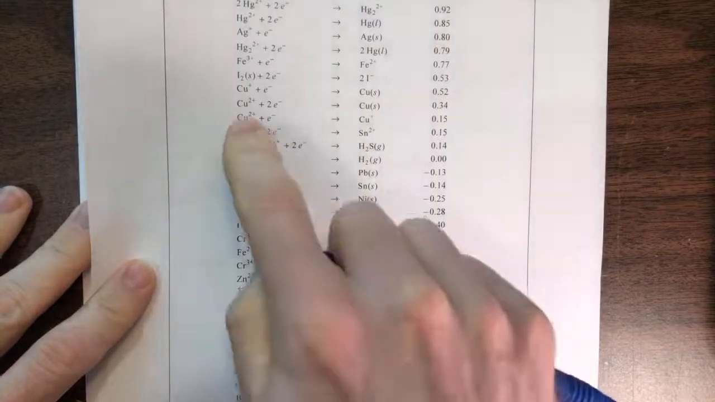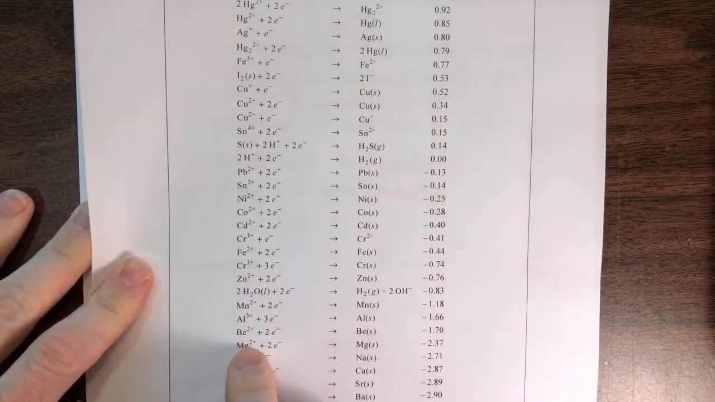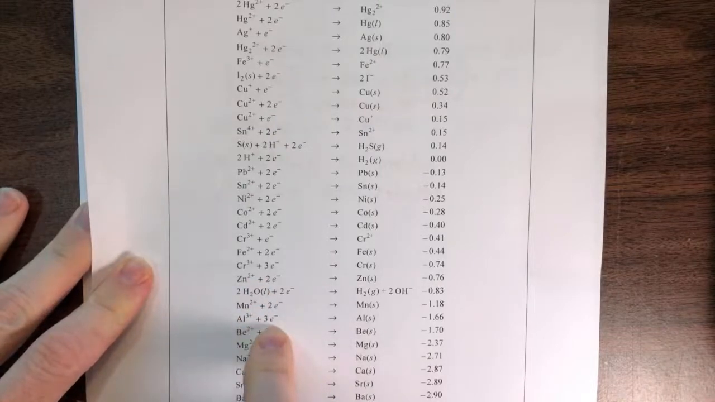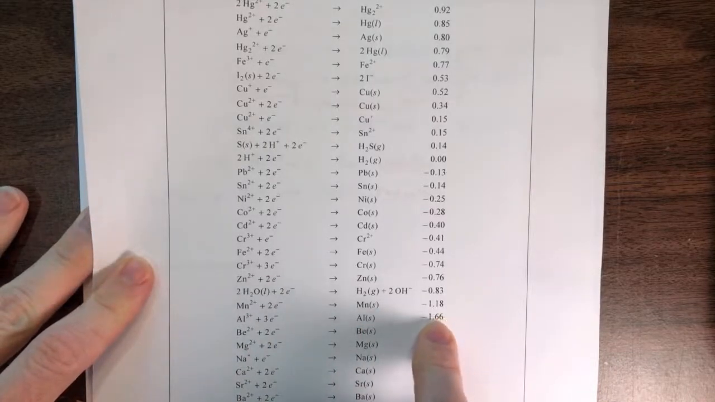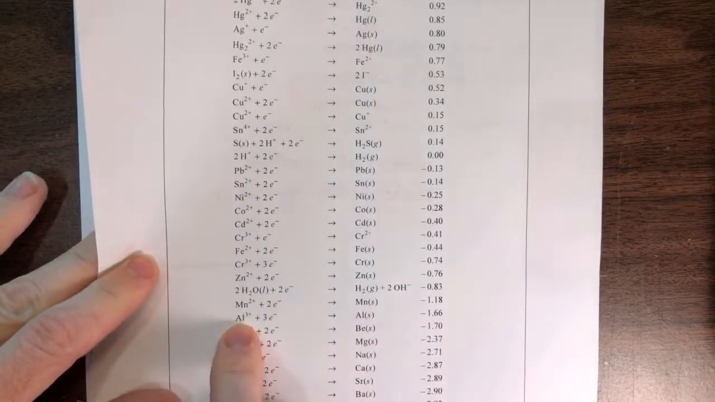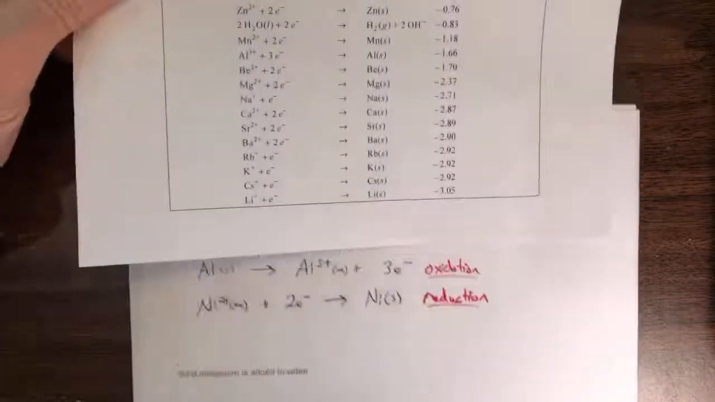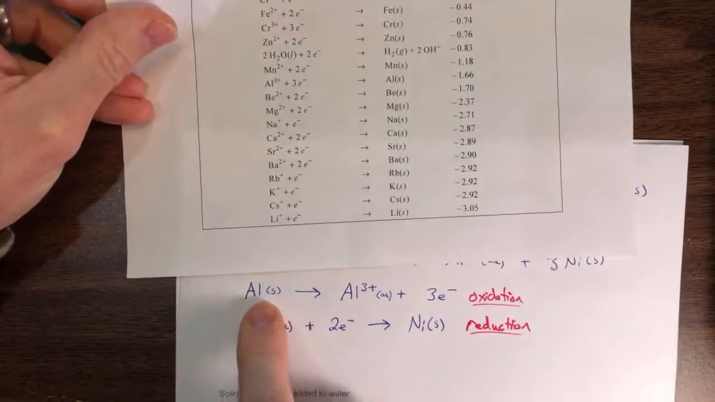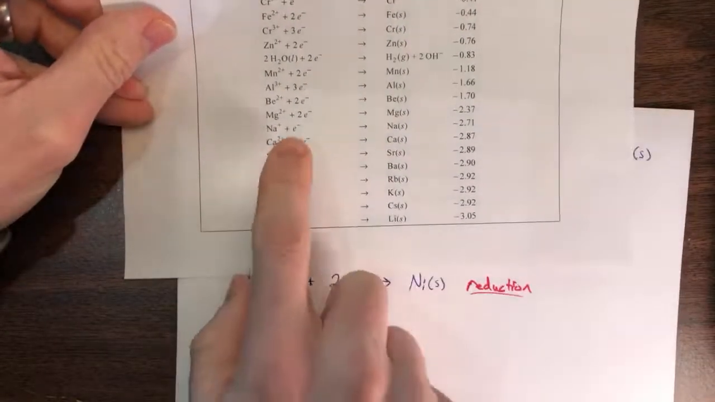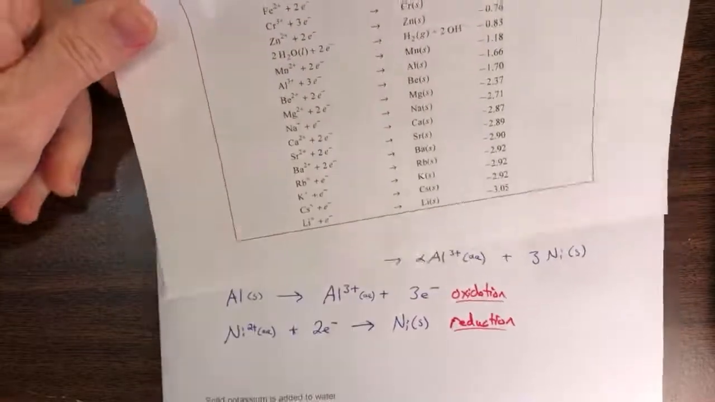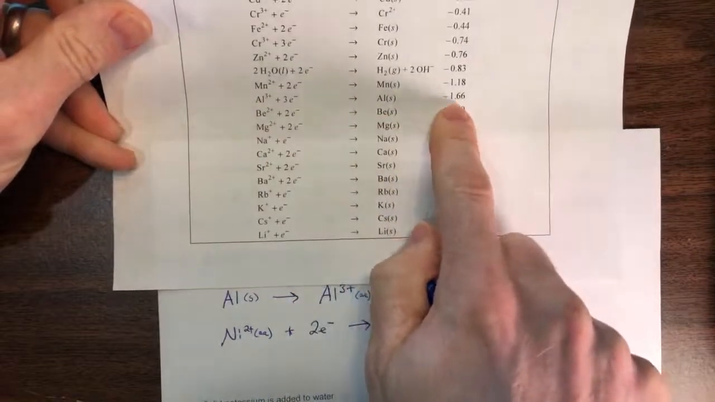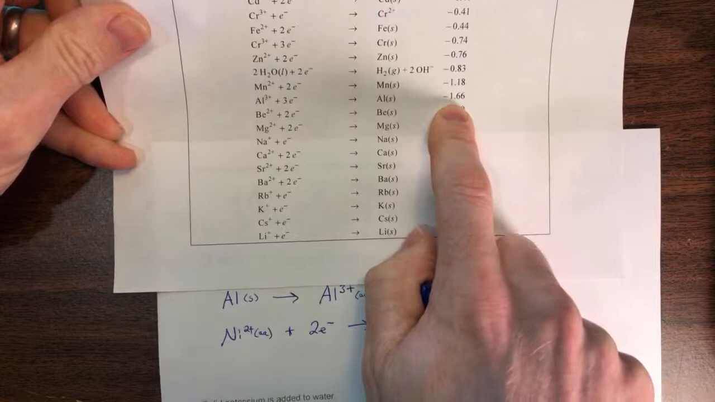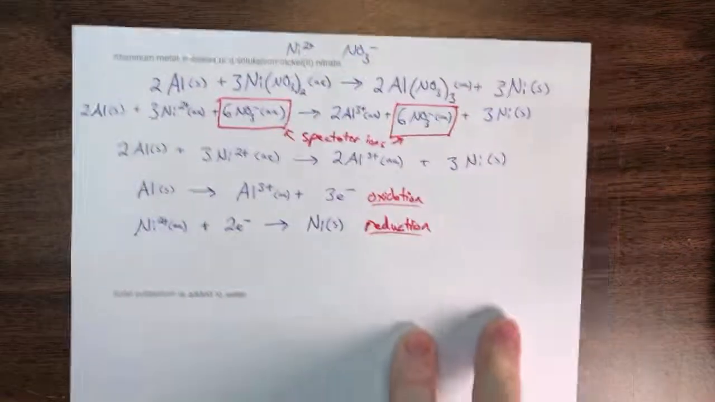So we find aluminum. Aluminum's way down here, in between zinc and magnesium. Aluminum gaining 3 electrons, going to aluminum metal, is -1.66 volts. Negative means it doesn't want to happen. So aluminum doesn't want to be reduced. But guess what? We're not reducing it, we're actually oxidizing it. So this is the opposite of what's in the table. If it's the flipped reaction, we need to take the negative of this, and the negative of negative is a positive. So that should be positive 1.66 volts.